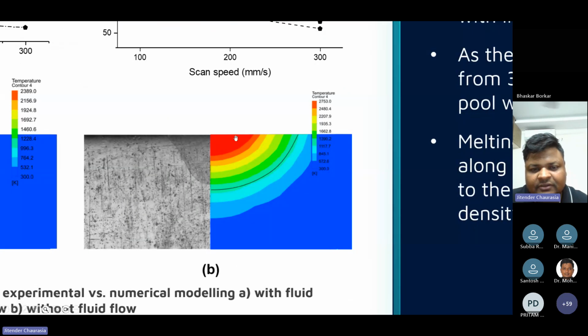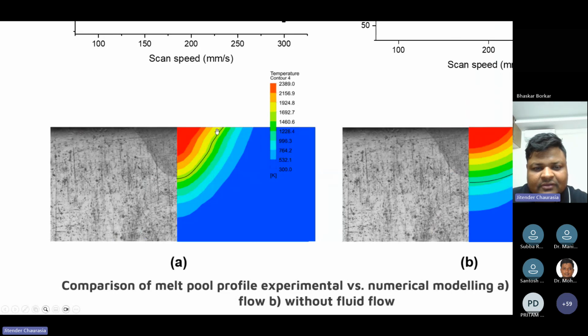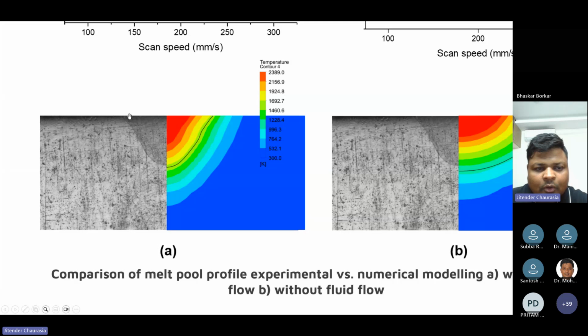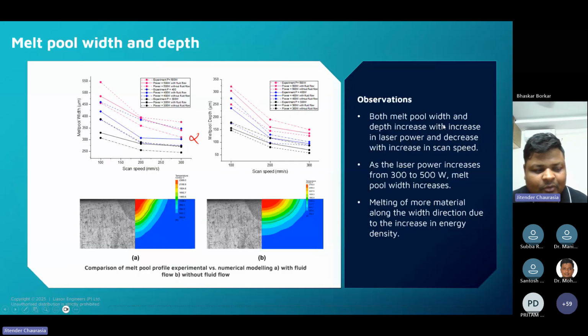First, see when I run the simulation without any thermal-coupled fluid flow, you will see it's just a simple half circle. Whereas this actual surface is something contour-ish, it has a contour here. So if I move here, you can see if I consider fluid flow in my simulation, this is with fluid flow, you can see how well the profile is being traced. This indicates why it is important to consider fluid flow effects in your model.